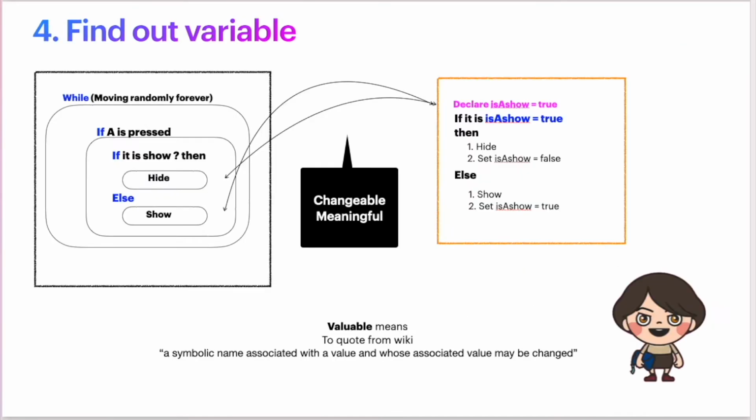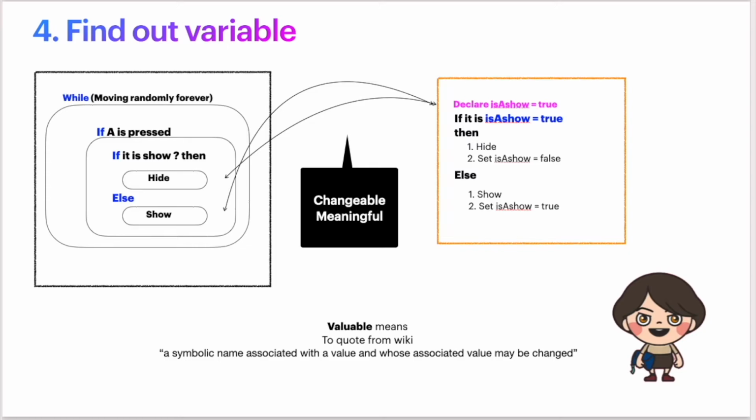And the fourth step is finding variable. Variable means, according to Code Wiki, a symbolic name associated with a value and whose associated value may be changed. I know it is so hard to understand, but I would say we just have to find out what will be changed, and a changeable value leads to different action and different logic. And according to our logic, we can assume that the status of element letter A can be a variable. The status of letter A is changeable and meaningful.